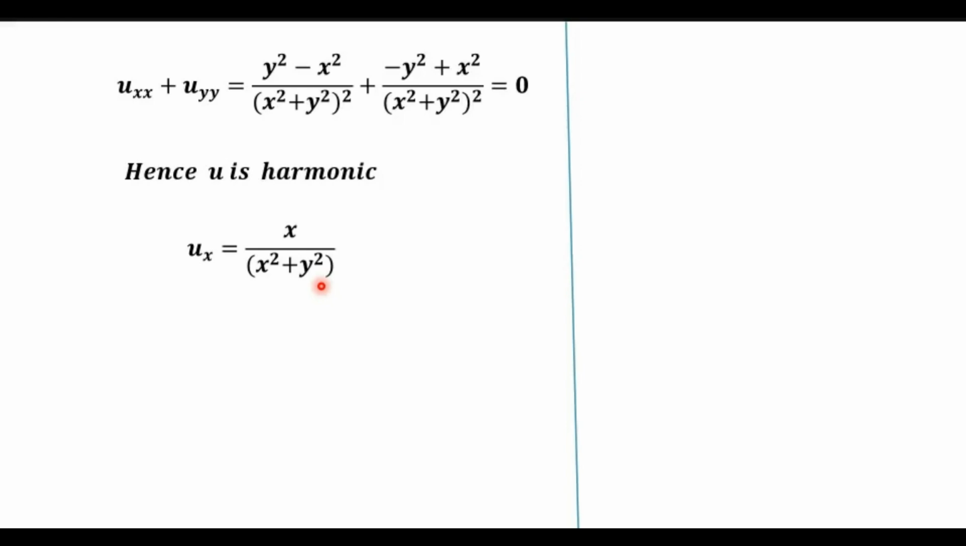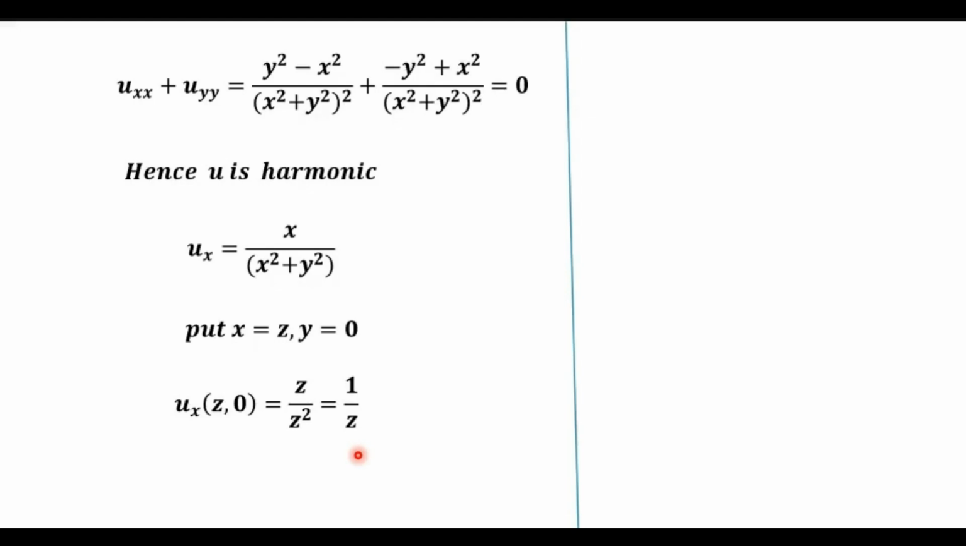Harmonic proof करने के लिए we have calculated ux. That same ux I have written over here. So ux is x upon x square plus y square. अभी यहाँ पे putting x is equal to z and y equal to 0. When x is z, y equal to 0, the whole answer becomes ux is equal to, ऊपर z हो जाएगा, नीचे z square, तो z upon z square is 1 upon z.